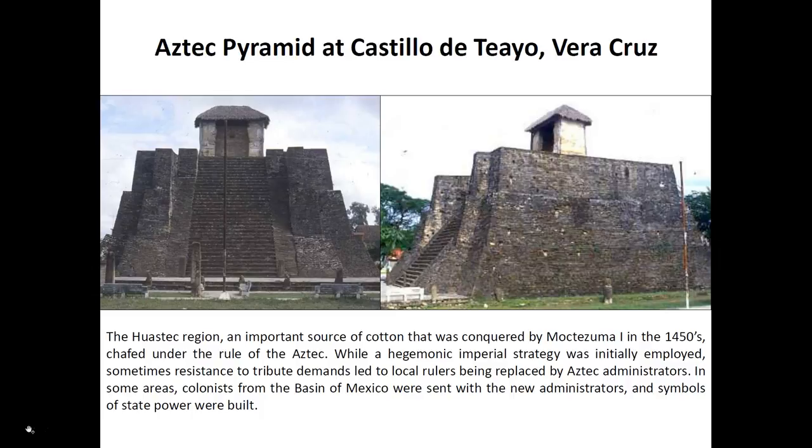Also, symbols of state power were built, like here a pyramid at the Castillo de Teayo, which is in some ways a miniature version of the Templo Mayor, the primary pyramid of the Aztec Empire at Tenochtitlan.